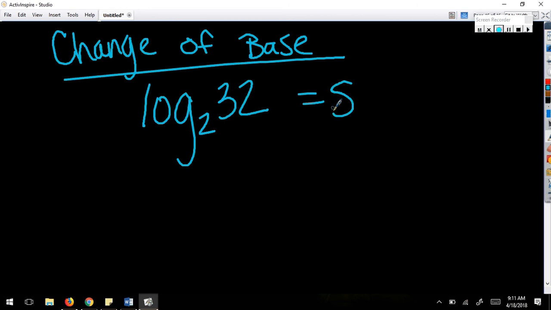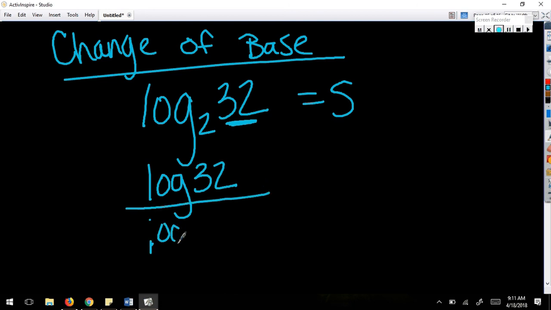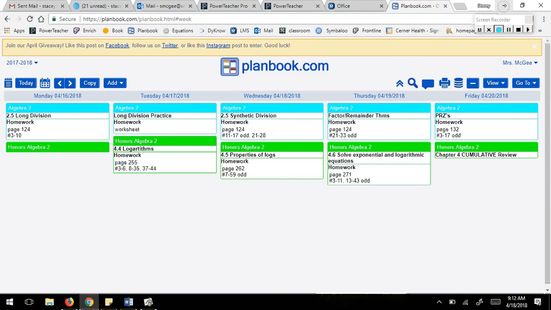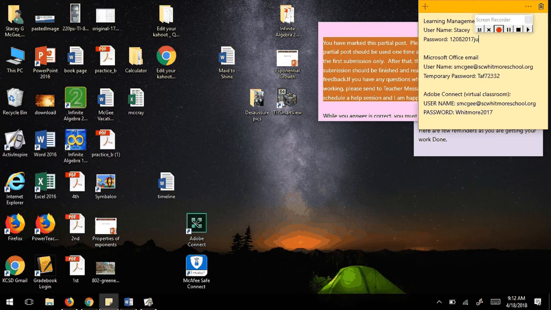So on your calculator though, it doesn't have a base of 2. So what we do is we do the log of this number, so of 32, divided by the log of the little number here, which is 2, on our calculator. So we're changing it to a base of 10. This can be any base as long as it's the same base on the top and the bottom. So let's put that in and just make sure we all come back to the same thing.